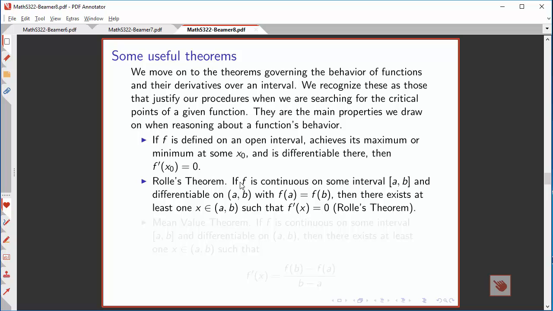Rolle's theorem says the function is continuous on some closed interval, it's differentiable on the open interval, and furthermore, it has the same value at both endpoints. What makes this different from the mean value theorem is this extra requirement that f of a equals f of b, and what Rolle's theorem says is there exists an x in the open interval where the derivative is equal to 0.